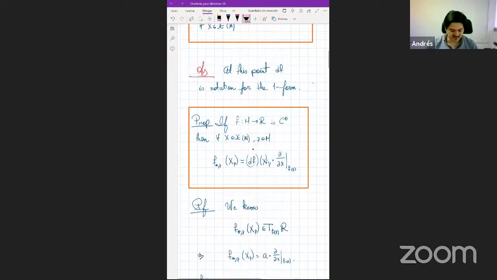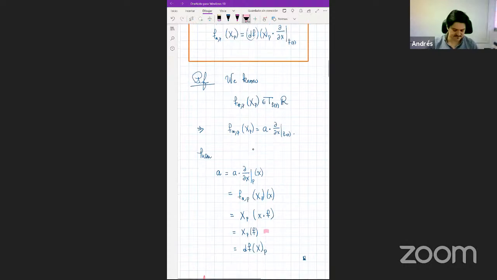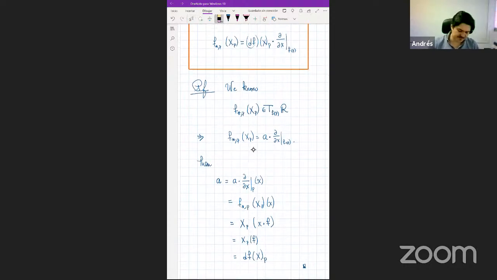X of f equals df x. And there it is. So this real number is this. And that's what is missing here.